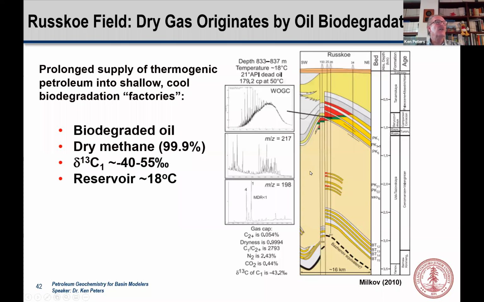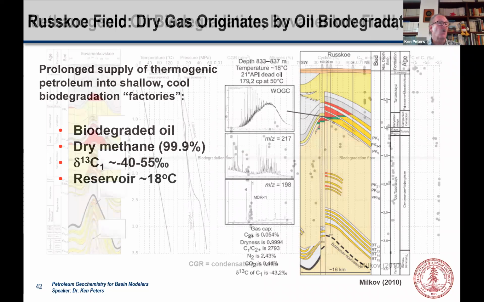So here's an example of this from the Ruskoy field. You have biodegraded oil, and you can see that from the gas chromatograms. This is a whole oil gas chromatogram. You basically have a prolonged supply of thermogenic petroleum into these cool overlying biodegradation factories. So you end up with biodegraded oil, dry methane, 99.9% methane, carbon isotopes in the range of -40 to -55. And the reservoir temperature is quite low, right? These microbes are temperature sensitive, of course.